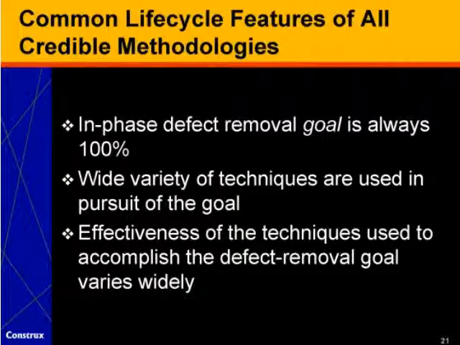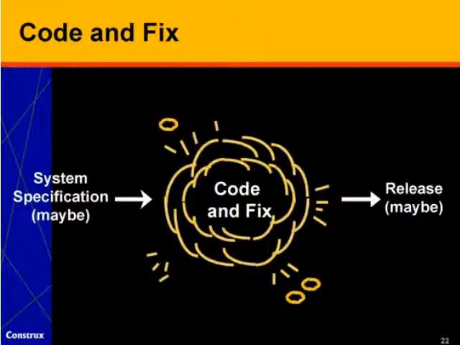I should say that these are the variations. There are also some attributes that are not variations, that is, that are constant across all credible methodologies. One is that the defect removal goal within each phase is always to remove 100% of the defects in the software. Now, attaining that goal can be problematic, but the goal in any credible approach is always to remove all the defects that are present at that point. Of course, a wide variety of techniques are used in pursuit of that goal, and the effectiveness of those techniques varies a great deal. Now, using this model, let's take a look at how some common development approaches are described in terms of this model.